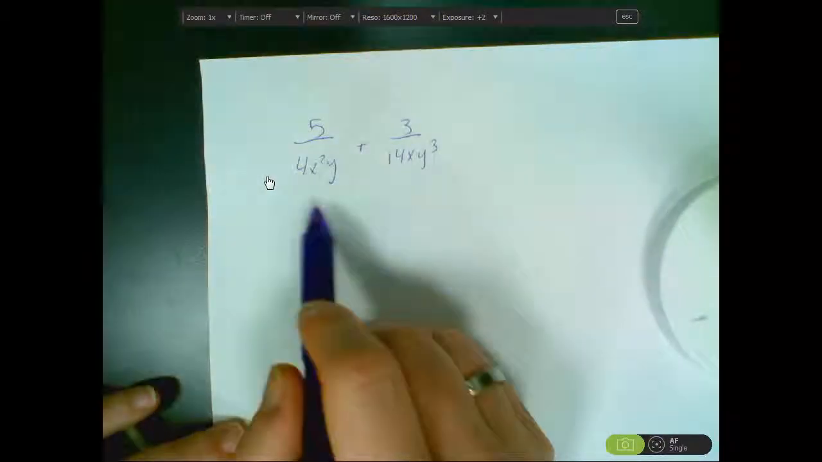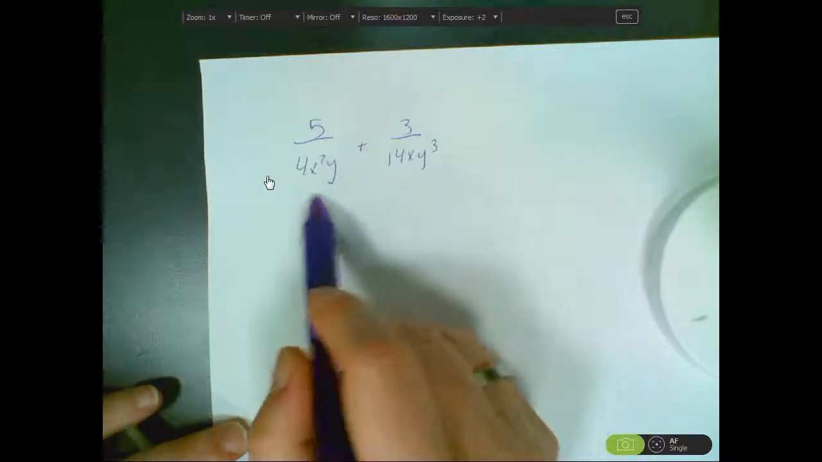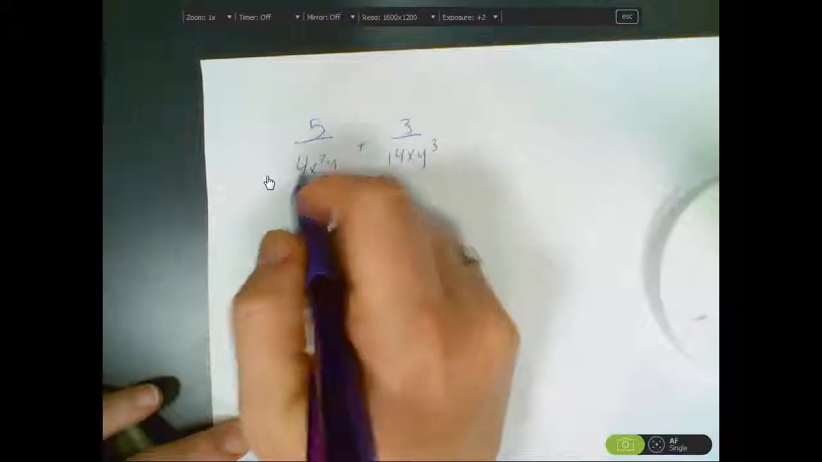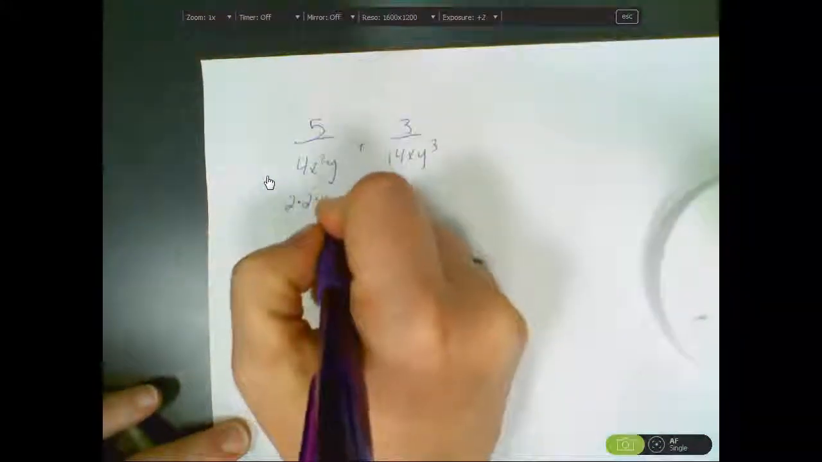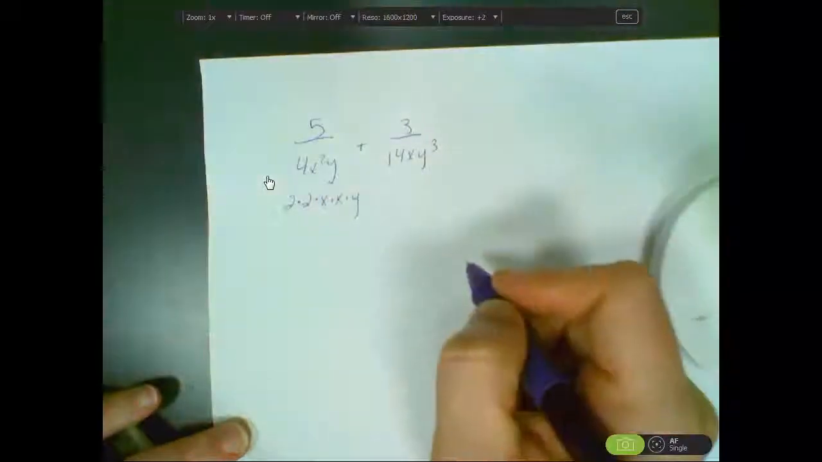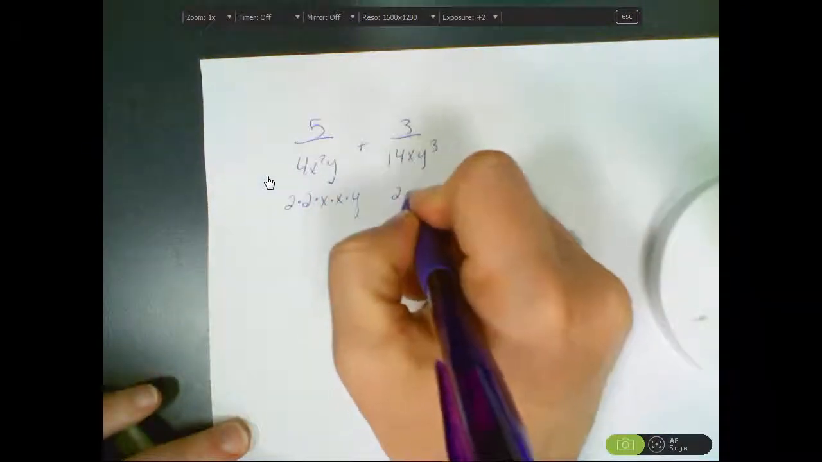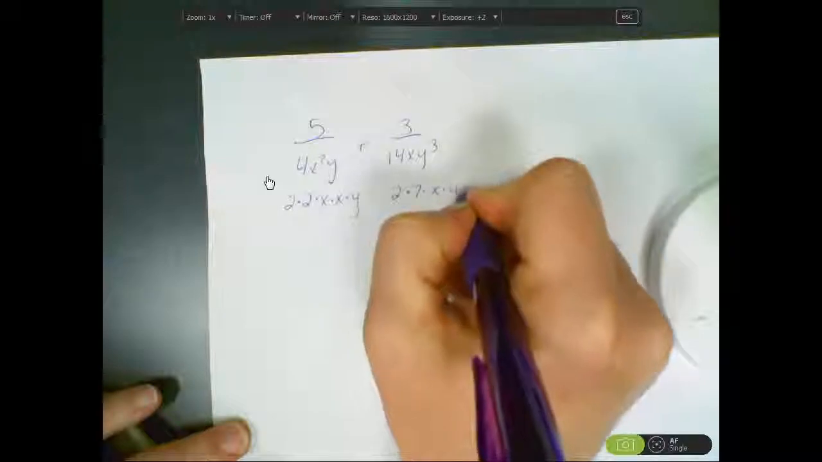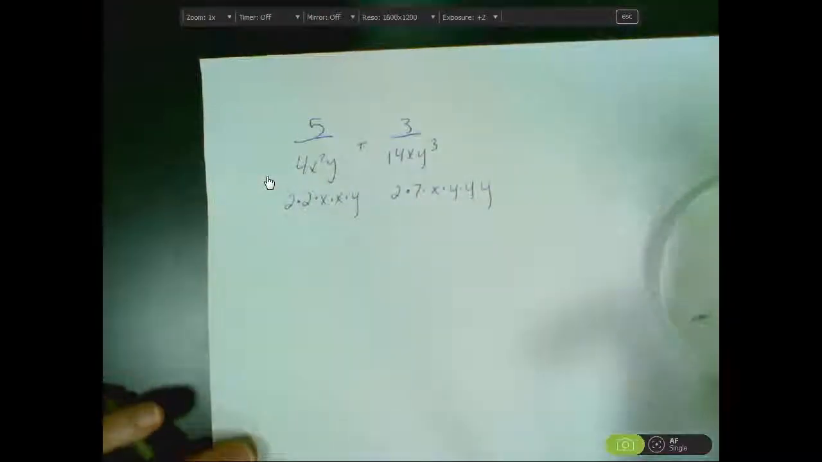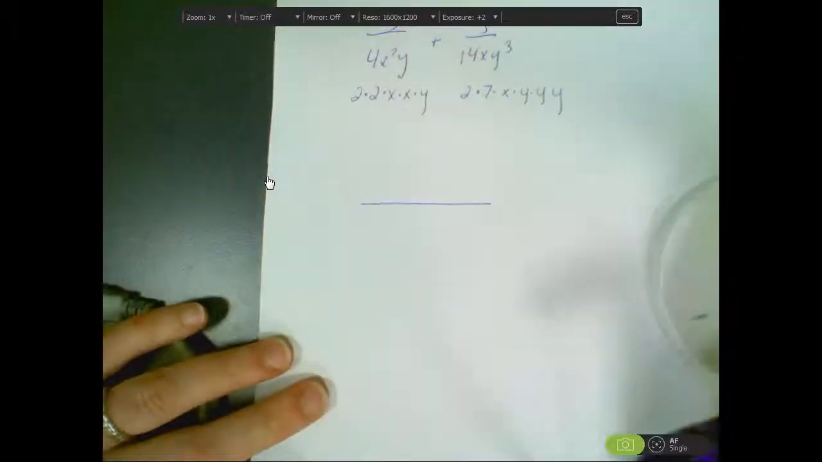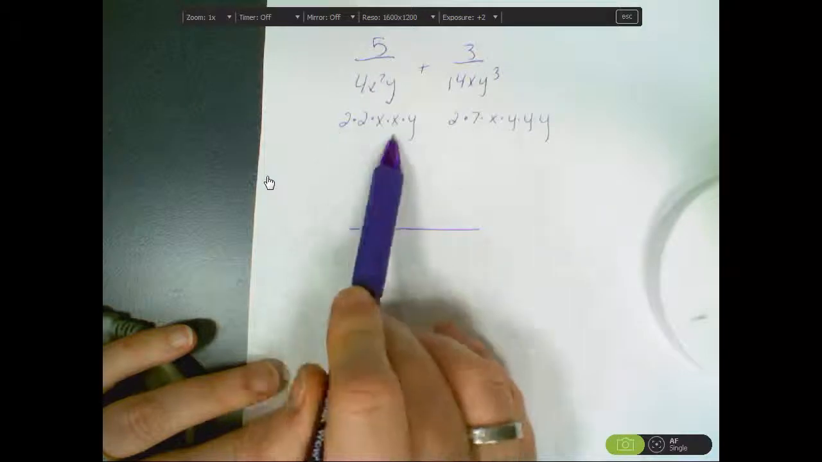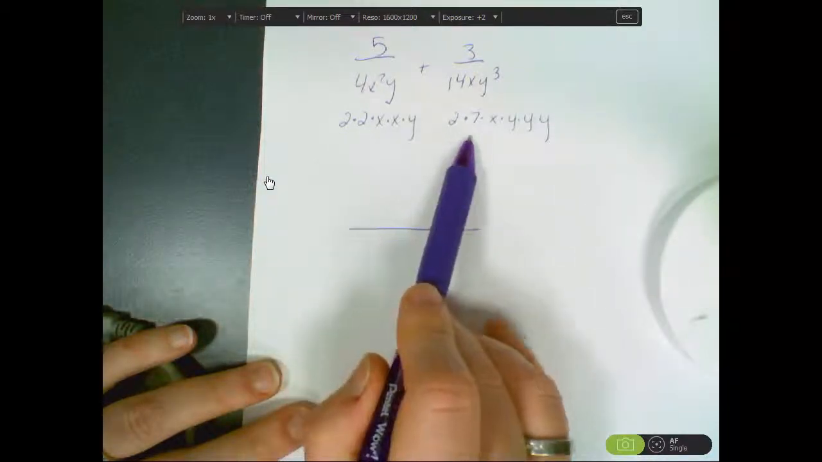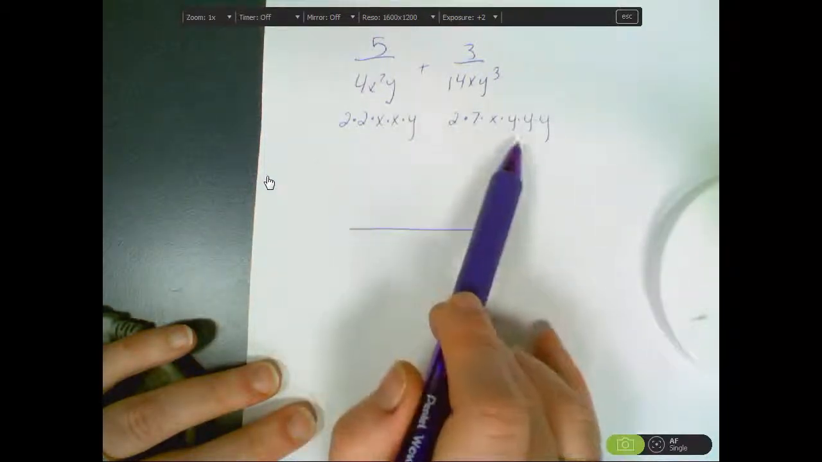you can. Now these aren't polynomials that we normally factor. These are just monomials, but you can break 4 down into 2 times 2, and you can break x squared into x times x, and then you have a y left over. Over here we have a 2 times 7 times x times y times y times y. Now here's what I will tell you. Your common denominator has to contain at least one of every factor that shows up. So 2 is a factor, x is a factor, y is a factor, 7 is a factor.